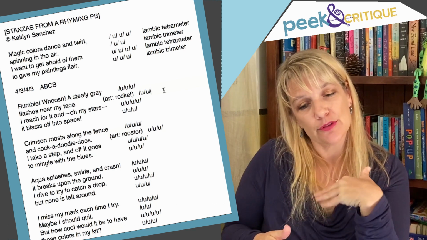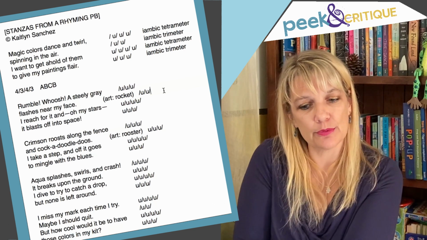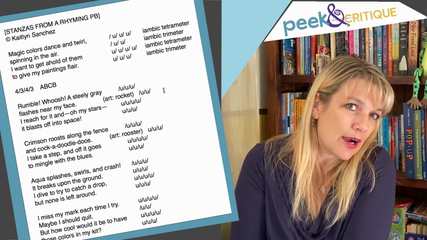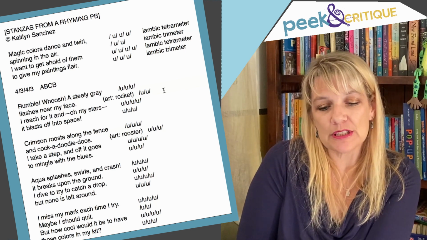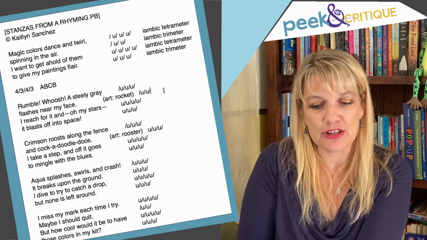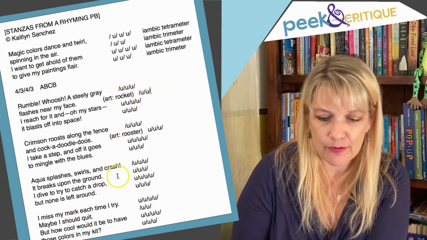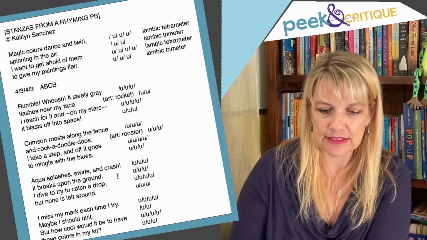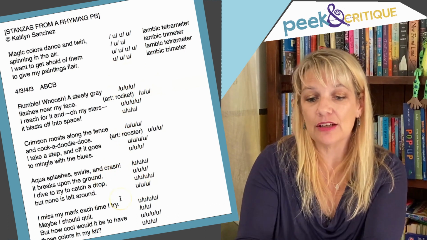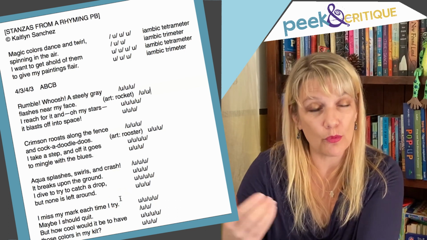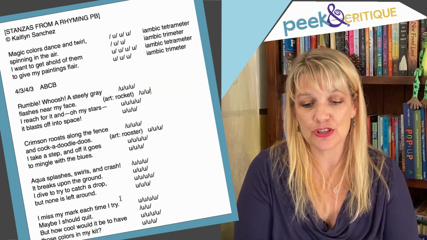And then I like also that you've connected that he's gone off to mingle with the blues, and then we get some blue, we get some aqua, right? So aqua splashes, swirls, and crash. So you have art notes up here that's a rocket and a rooster. Here we don't have one, you don't need one. It's clear that it's water. And then you dive, so you're still in water imagery there, to catch a drop, but none is left around.